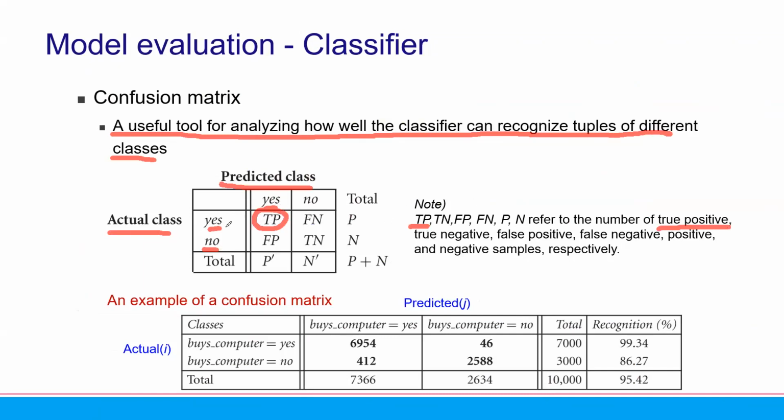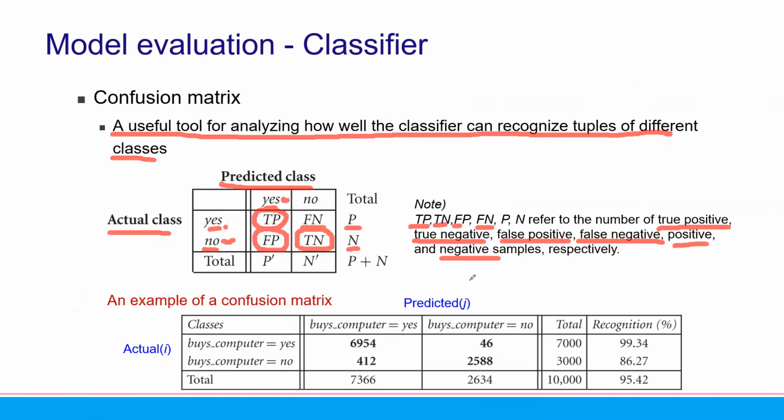If the actual is yes and the predicted class is no, we call it FN. FN is false negative. If the actual is no and the predicted is yes, we call it FP. FP means false positive. If no and no, then it is TN. It is true negative. And we still have another, which is called P and N. P means the positive and N means the negative.